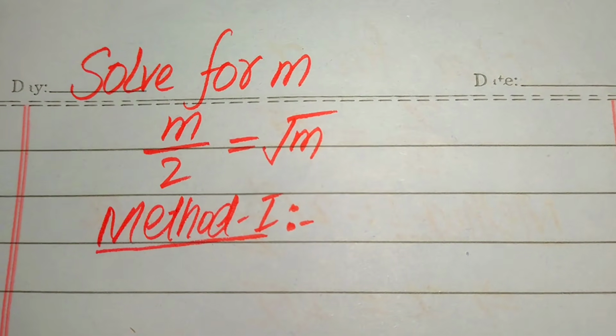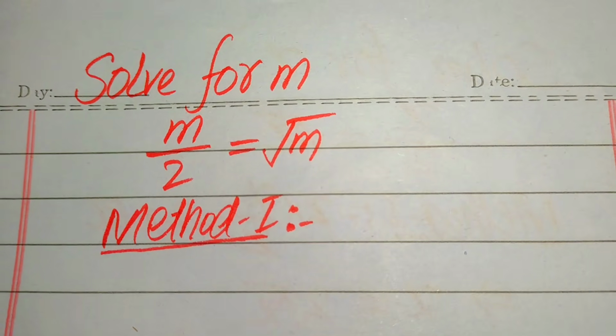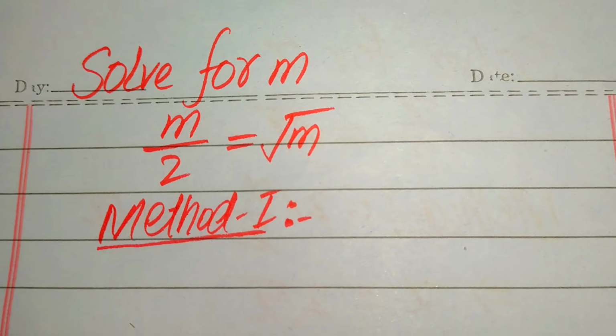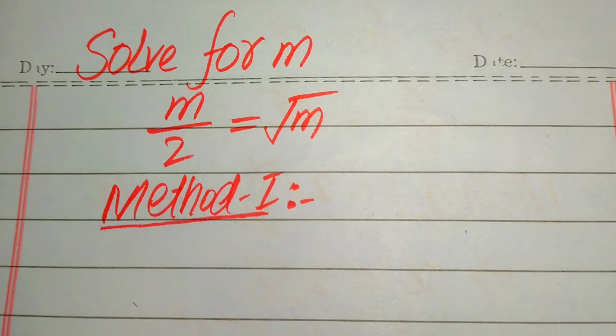And now first of all we find all the roots of this equation, and at the last we will verify which of the roots are solutions and which of the roots are extraneous roots. And now we move towards the solution of this problem from the first method.